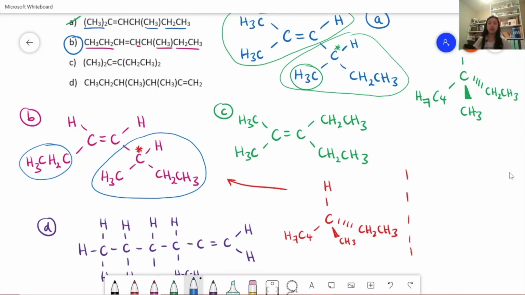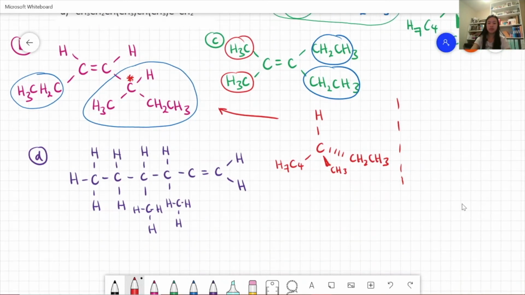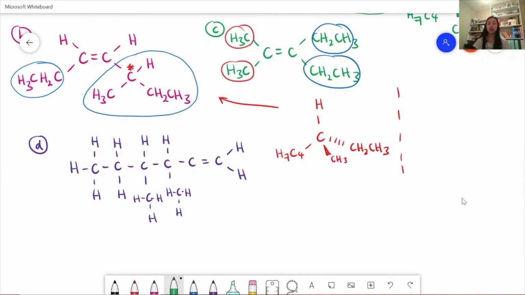So for C, we can see that we don't get optical isomerism because none of the carbons are attached to 4 different substituent groups. However, we do get geometric isomerism because we have 2 groups which are the same, so this one and this one, and then we have the other 2 groups which are the same. So then we can say whether this is a Z isomer or an E isomer. And then looking at D, this molecule is actually not drawn right because this carbon here only has 3 bonds. And so that's why we can rule it out.